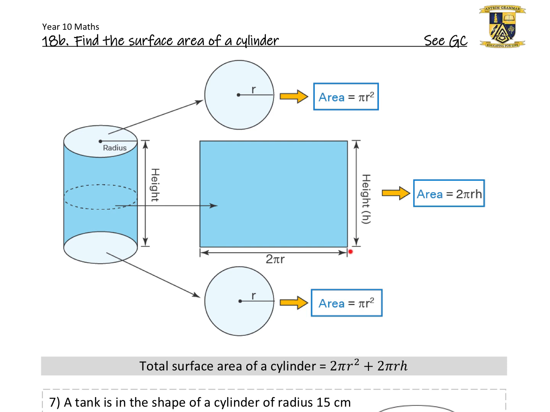Now that we know the 2 dimensions of the rectangle, we can say the area of that rectangle will be the base times the height, 2 pi r times h, or 2 pi r h. And that gives us the formula for the cylinder. Let's use it in example 7.